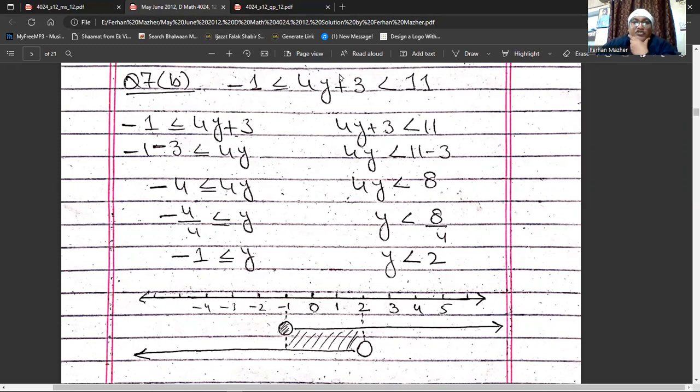Then I will take this portion, that is 4y plus 3 less than 11. So 4y will be less than 11 minus 3. So 4y will be less than 8. And y will be less than 8 divided by 4. So y will be less than 2.